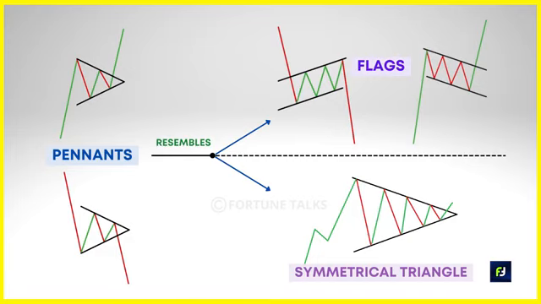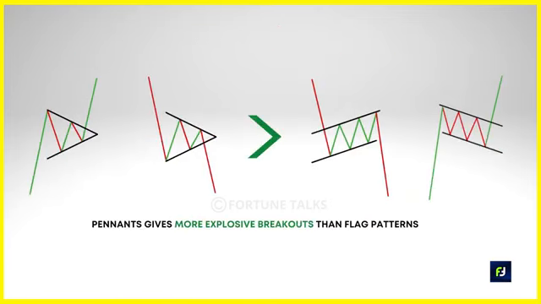Pennants are a class of chart patterns that closely resemble the flag patterns and symmetrical triangle patterns in the way they form and give breakouts. But if you were to consider a pennant and a flag as two brothers, then the pennant is the more aggressive brother due to the explosive breakouts it provides and the reward for risk it generates.